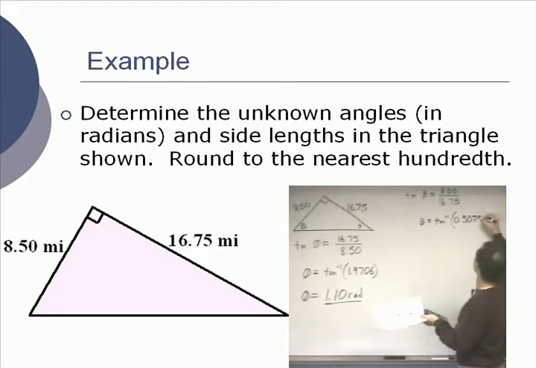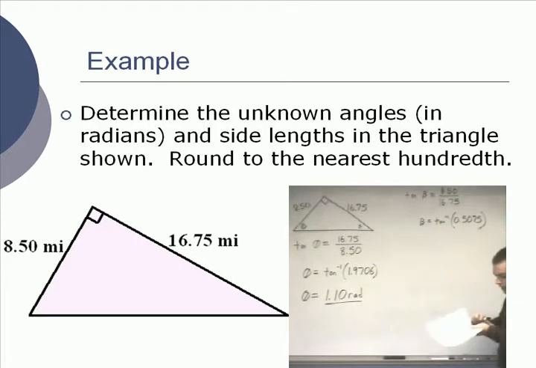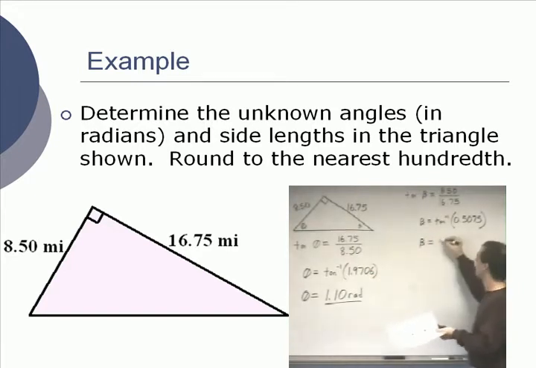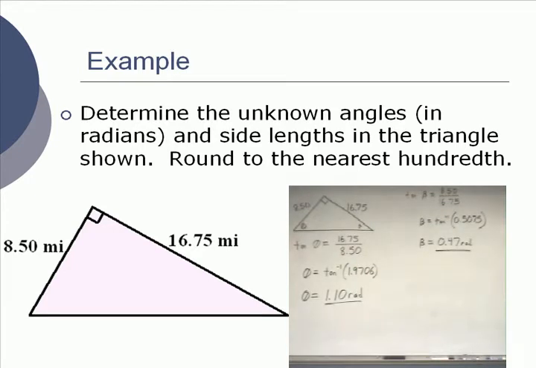0.5075, yeah. And again, I'm going to make sure I go into radian mode here. What is beta in radians? How about 0.47 radians? There it is. Now, what has to be true about theta and beta in this case?